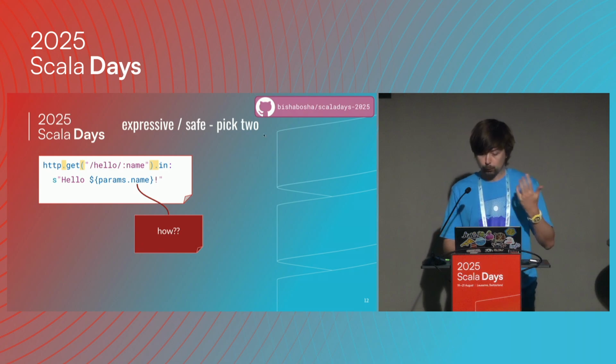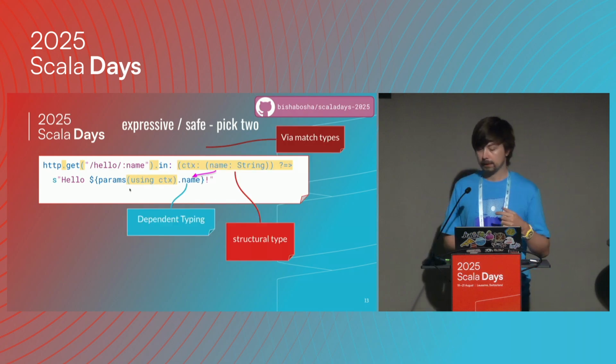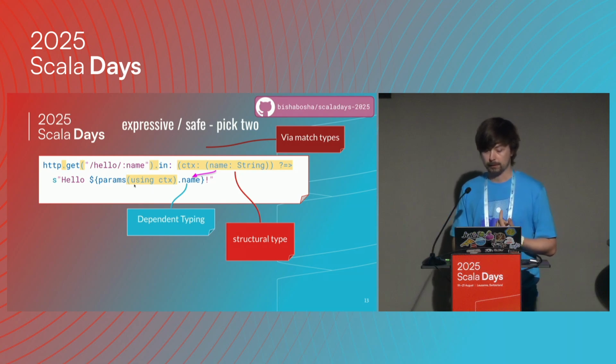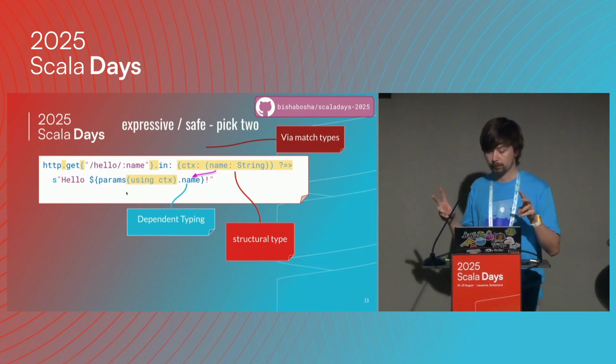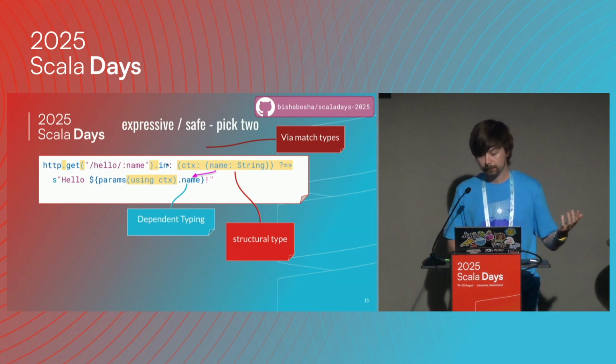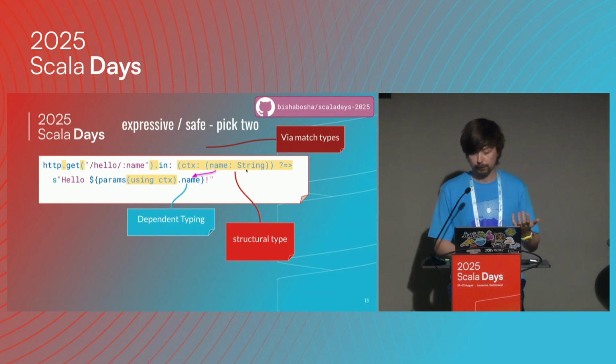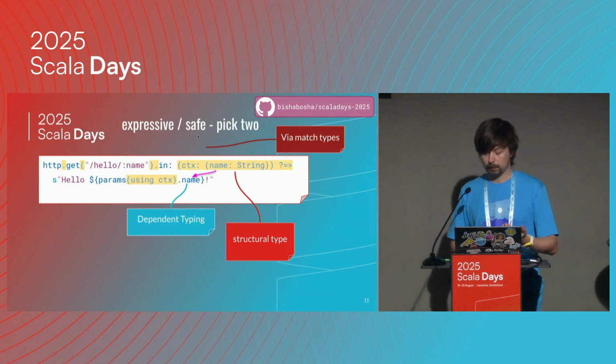So how do we get this structural type name? The first thing is that the parameters is actually not a single object, but a method that requires some implicit scope that's provided by this in method. And this context parameter has a structural type, a named tuple, so it has a name field. And then this name field comes directly from the path and is computed with a match type.